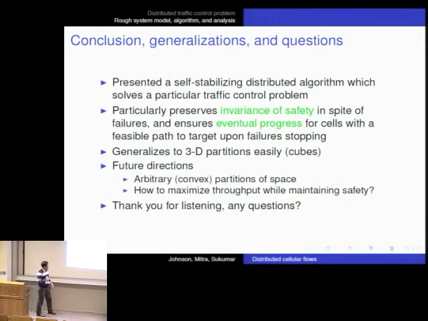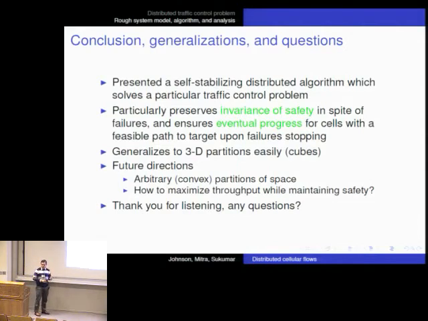We presented a self-stabilizing distributed algorithm which solves a particular traffic control problem, which we tried to motivate as looking at partitions of airspace or roadways, things like this, or factories. I didn't give you formal proofs of invariance. We have formal proofs of invariance. I thought it would be more interesting to have pictures. And we also have formal proofs to ensure progress.